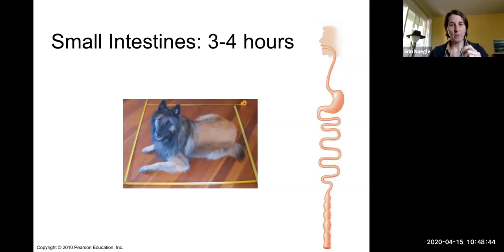In the case of the pyloric sphincter, it's also controlling the rate at which the stomach empties. But this one's critical because you don't want the bacteria that's here to move up in here. That would cause some illness. So what's this dog about?